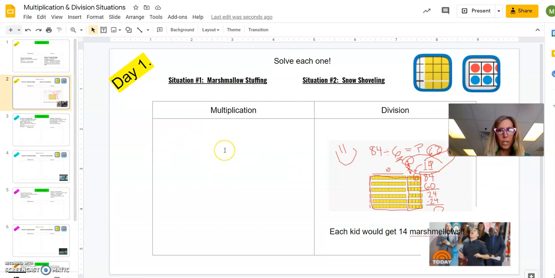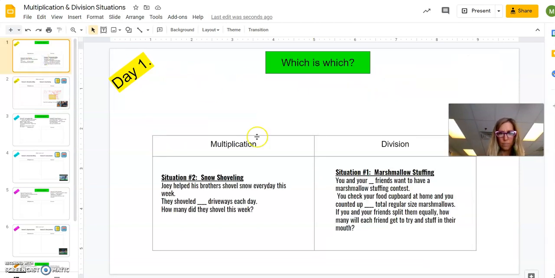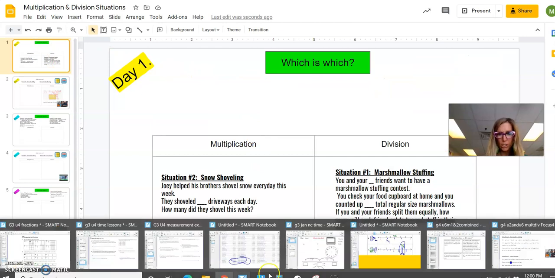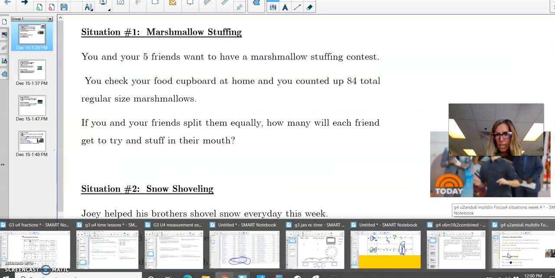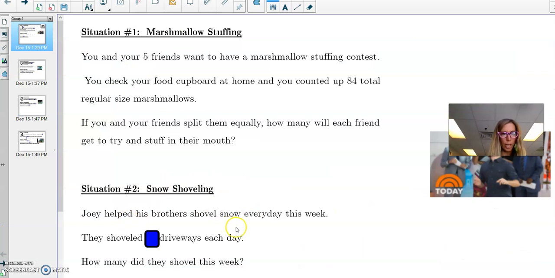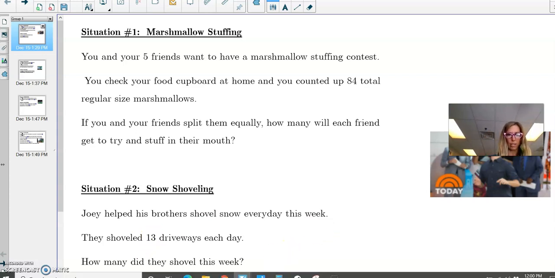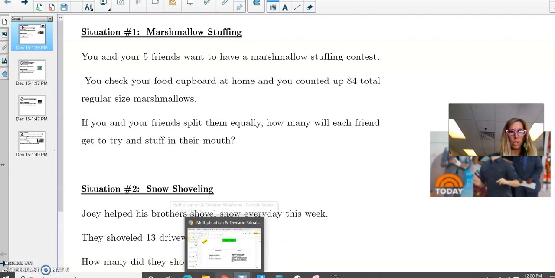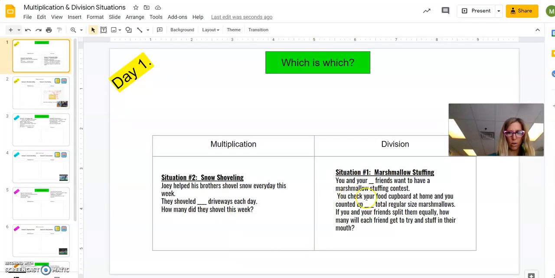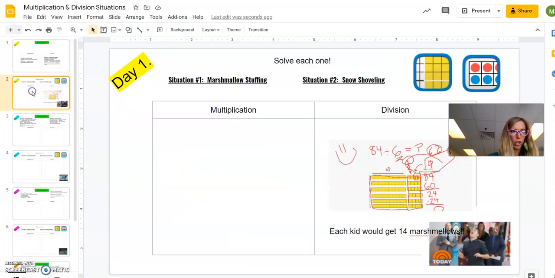Okay, the other one that we needed to solve was snow shoveling. And that one here, let me check there. Snow shoveling. Joey helped his brother shovel snow every day this week. They shoveled 13 driveways each day. How many did they shovel this week? Okay, so I know the information now. I know that that was 13 driveways. So now how am I going to solve it?